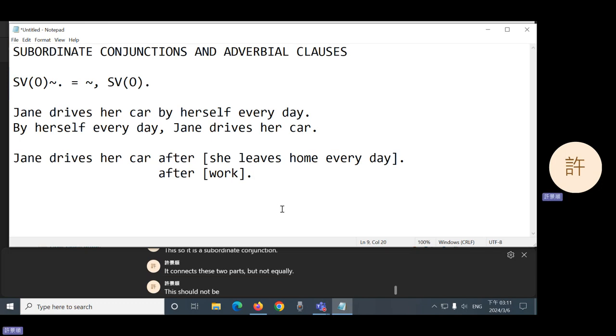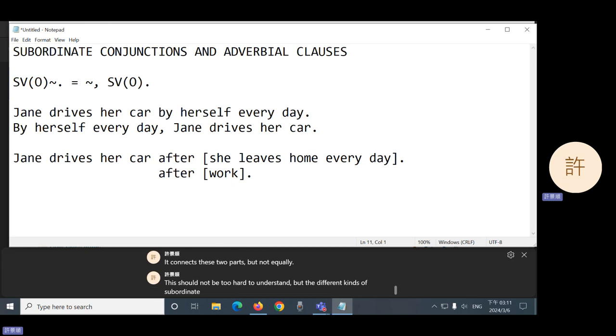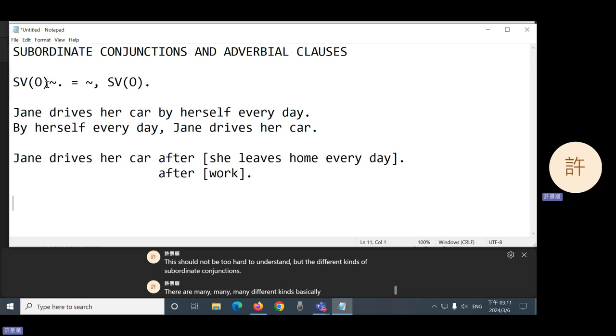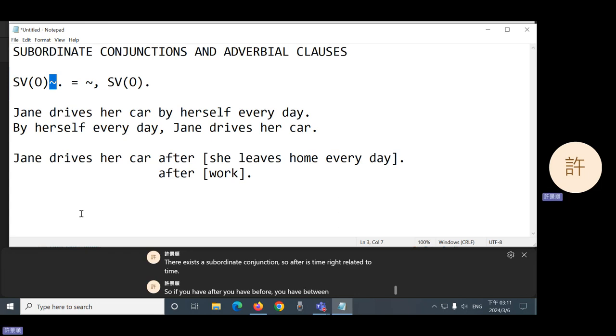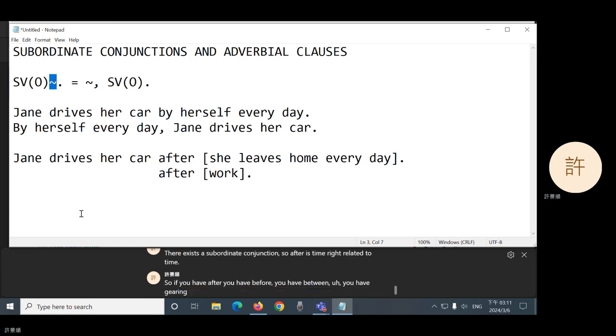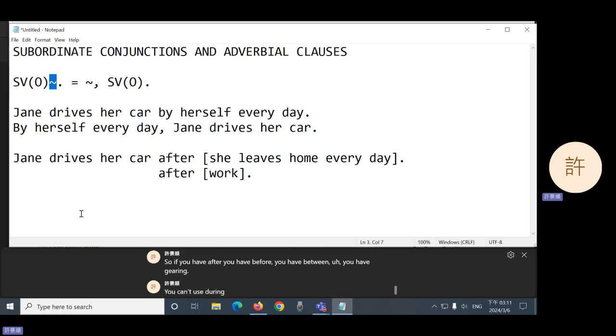This should not be too hard to understand. But the different kinds of subordinate conjunctions, there are many, many different kinds. Basically, every kind of idea that you can put in this position, there exists a subordinate conjunction. So "after" is related to time. If you have "after," you have "before," you have "between," you have "during." You can't use "during," sorry. You have "after" and "before." You can't use "between" either. After, before.